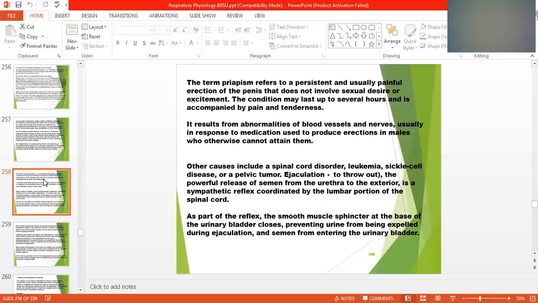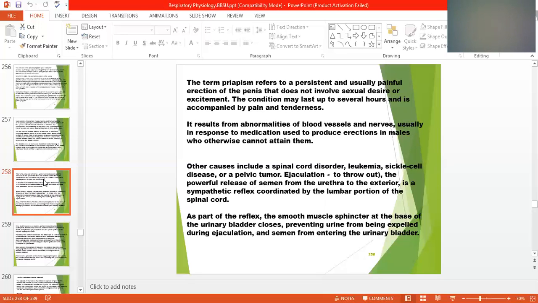Ejaculation is the powerful release of the semen from the urethra to the exterior. The sperms come out within a liquid known as semen, released from the prostate, and it is thrown out with full pressure. It is a sympathetic reflex coordinated by the lumbar portion of the spinal cord.